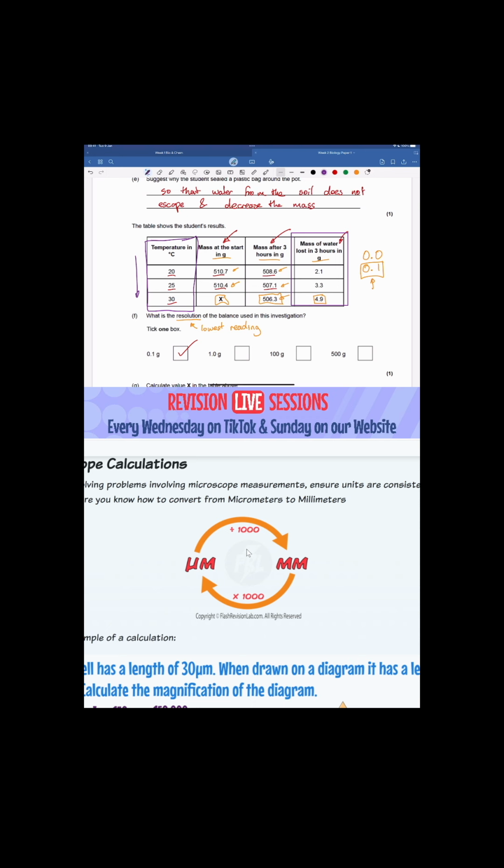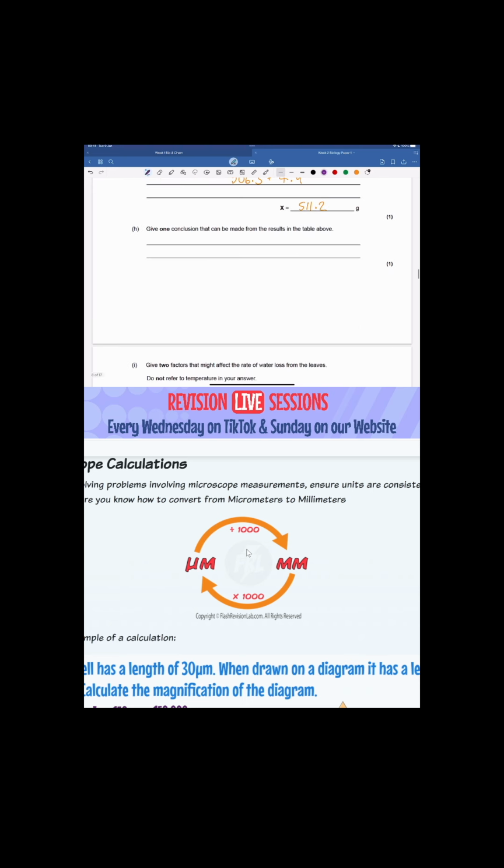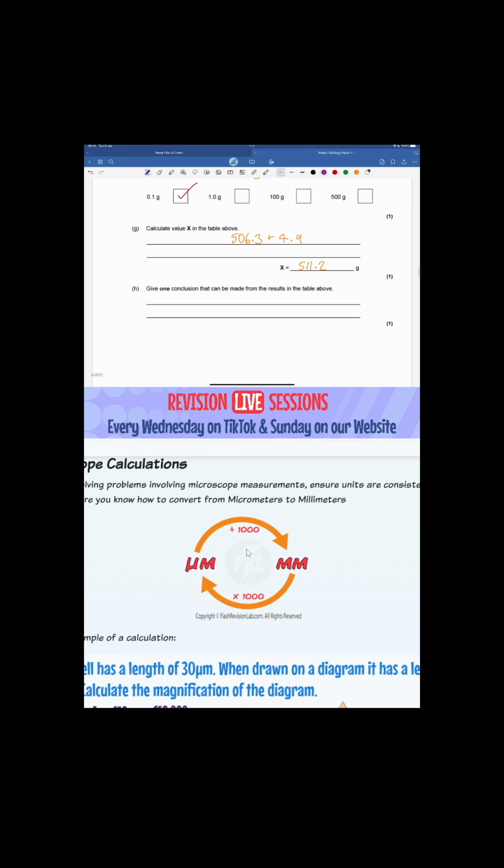Yep. So you can see here, the temperature, as it gets hotter, the mass of water lost is getting bigger, isn't it? The temperature goes from 20 to 30. The mass lost goes from 2.1 to 4.9. So they're both increasing. So as temperature increases, the mass of water lost increases. Well done, guys.